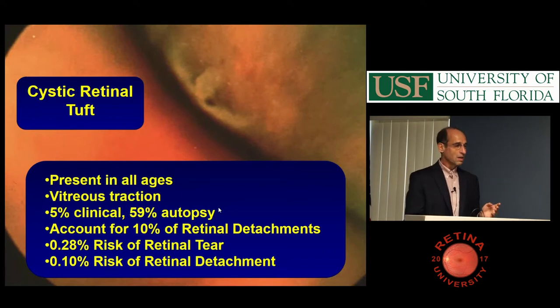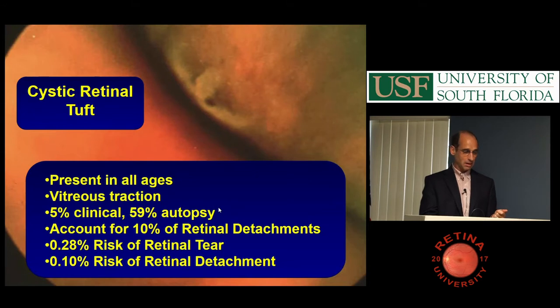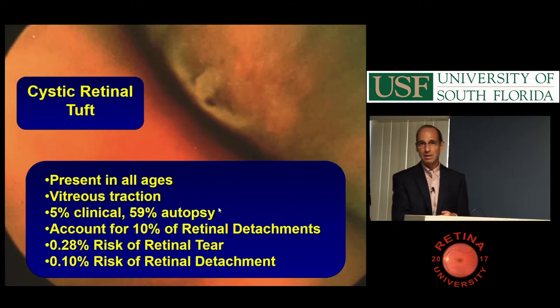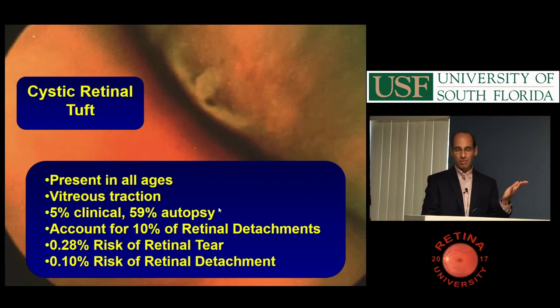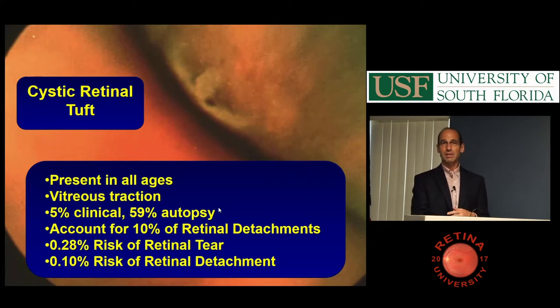I'm sure there's a term for that. So the risk of a retinal tear is only about 0.2% or 0.3%, and the risk of a retinal detachment is about 1 in 1,000. So if you treated 1,000 of these cystic retinal tufts, you might prevent one detachment. So that's why it's really not appropriate to treat them.